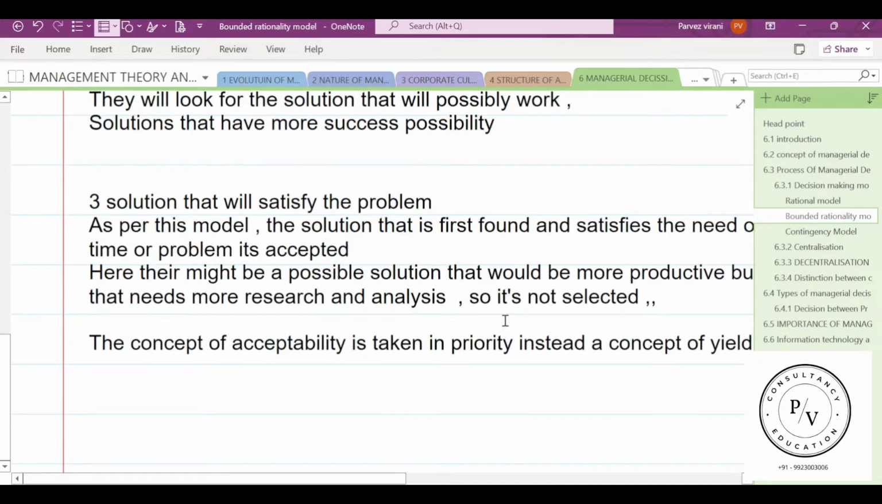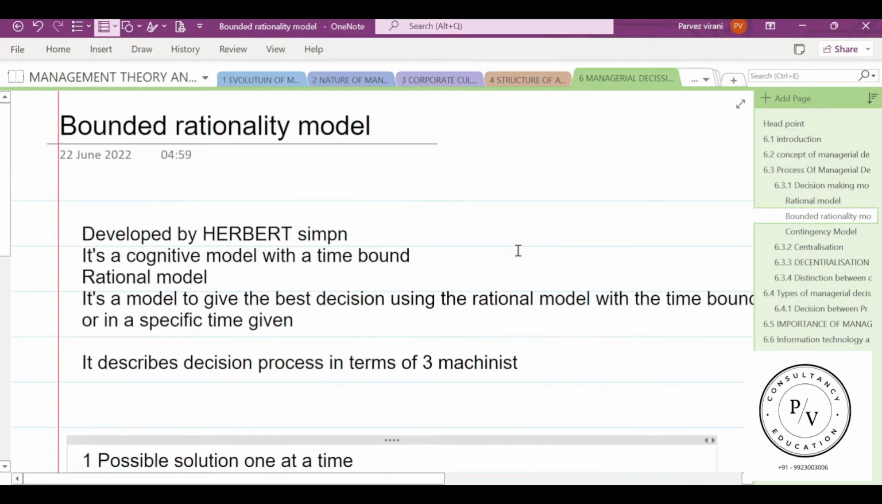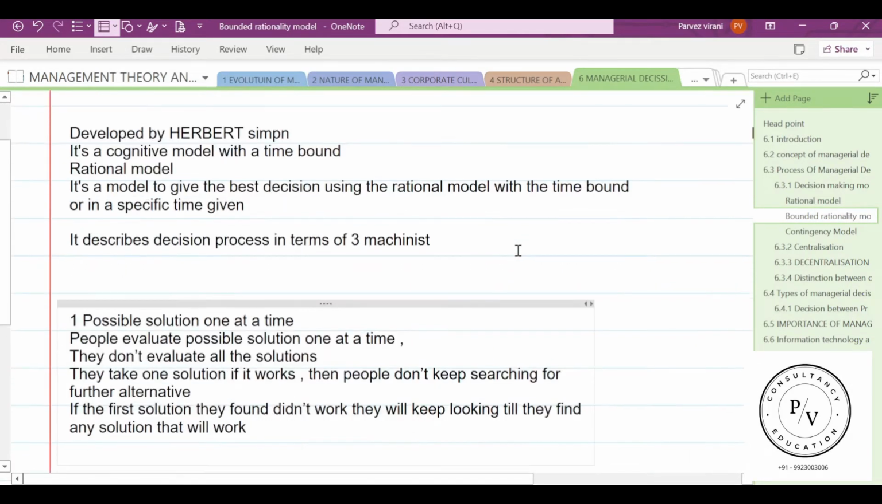Okay. Third point: solution that will satisfy the problem. As per the model, the solution that is first found satisfies the need of the problem of the time and is accepted. Here, there might be a possible solution that would be more productive, but it needs more research and analysis, so it is not selected. The concept of acceptability is taken in priority instead of the concept of yield. So any solution that is satisfying the problem is selected. So this is the bounded rationality model that's been given with the time frame.